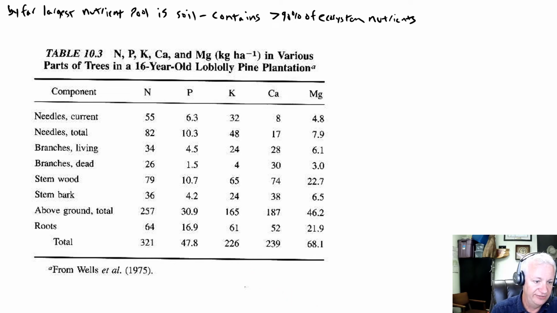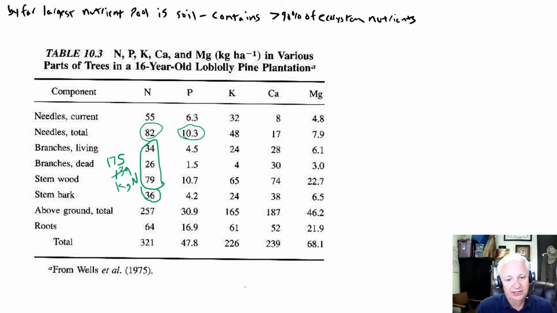So there's some interesting things we can find by looking at data like this. So for instance, like I mentioned, in all needles on a hectare of forest, there are 82 kilograms of nitrogen and 10 kilograms of phosphorus. Another interesting thing is, for instance, on a hectare of forest, all of the living and dead branches and stem wood, there is this much nitrogen. So that'd be 50, 60, 139 kilograms of nitrogen in the branches and wood. Oh, and then let's add bark just for fun. So that'd be 175 kilograms of nitrogen in the branches and stem, including the bark.